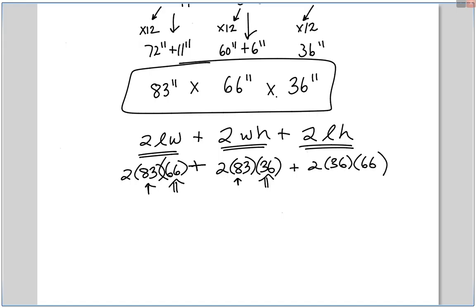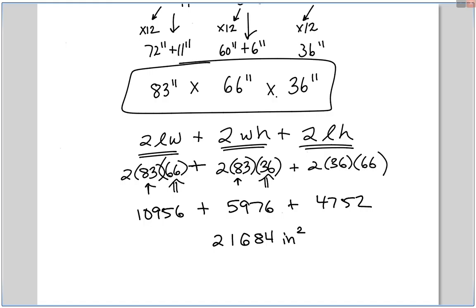So 2 times 83 times 66 is 10,956. 2 times 83 times 36 is 5,976. 2 times 36 times 66 is 4,752. Add all these up. Got 21,684 inches squared.